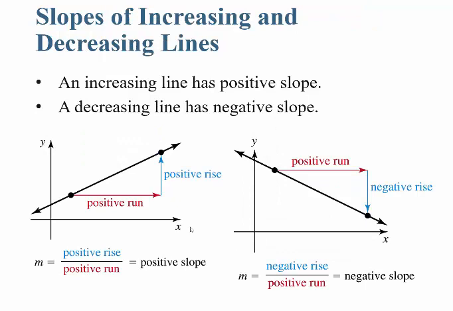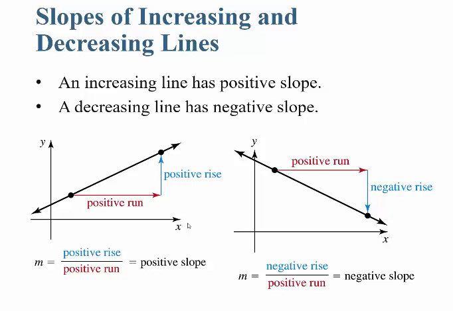All right, talking about increasing and decreasing. An increasing line has a positive slope. So this is an example of an increasing line that has a positive run and a positive rise. A decreasing line has a negative slope, so it's when one is negative and one is positive. An example is when you have a positive run but a negative rise, so it means it's falling like this.